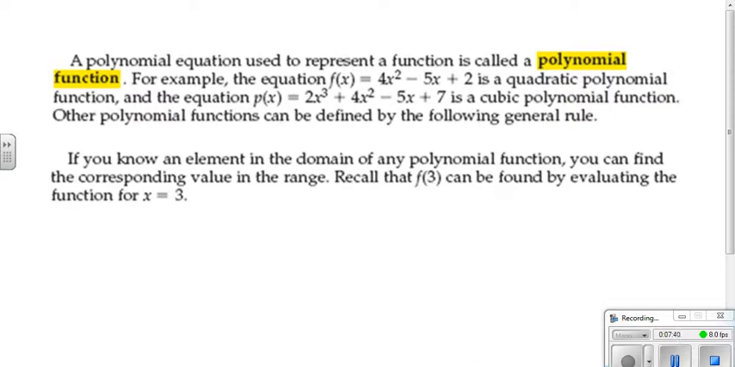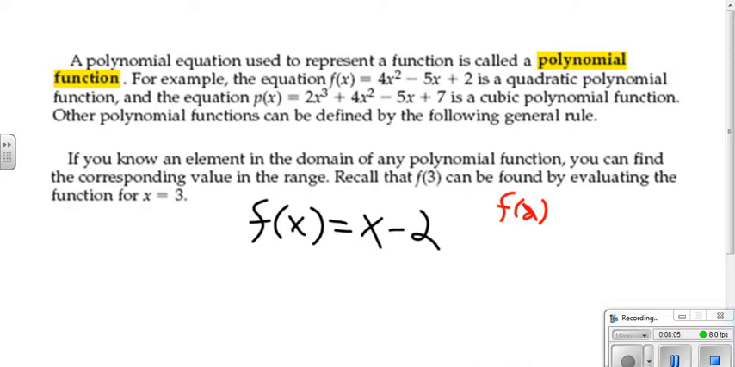If you know an element in the domain of any polynomial function, you can find the corresponding value in the range. So by that we just mean, let's say I had f of x equals x minus 2. So if you know an element of the domain of a polynomial function, you can find the corresponding value. So let's say we know that 2 is in the domain, so we want to find f of 2. Well, I just plug 2 in right here. 2 minus 2 would be 0, so f of 2 is 0.